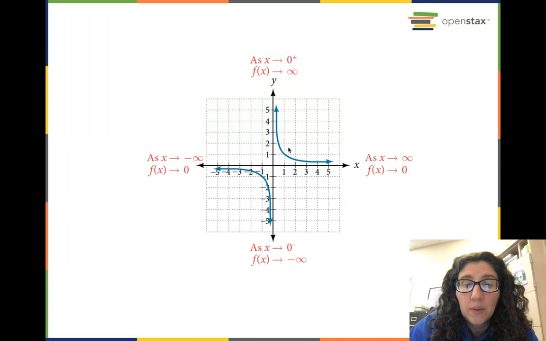All right, so let's look at this graph of 1 over x and think about the arrow notation. As x approaches 0 from the right, on this side, what happens to the graph? f of x approaches infinity. And as x approaches 0 from the left, with this little negative sign, f of x approaches negative infinity. How about here? As x approaches infinity, f of x approaches 0. It never gets there, but it approaches 0. And as x approaches negative infinity, f of x approaches 0.